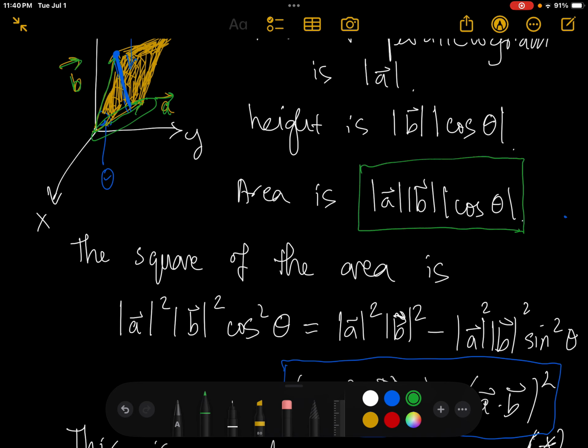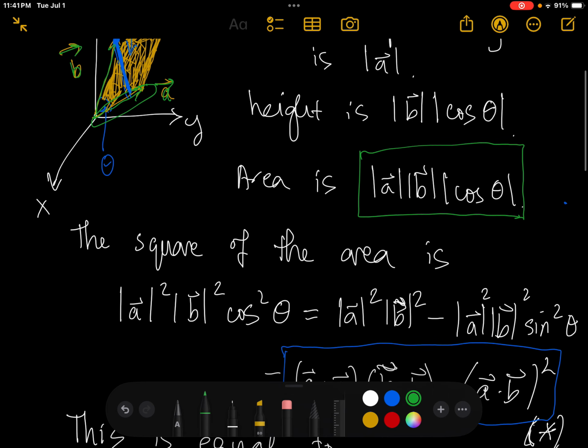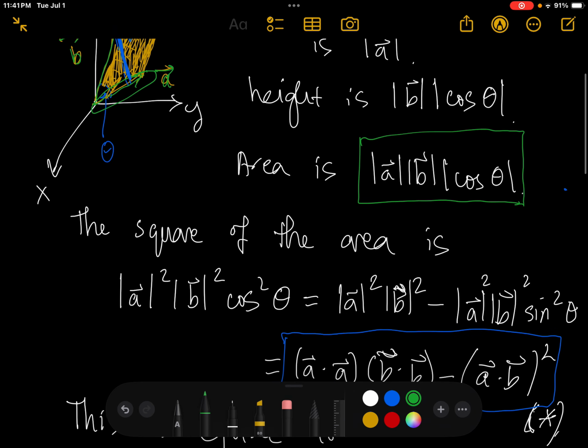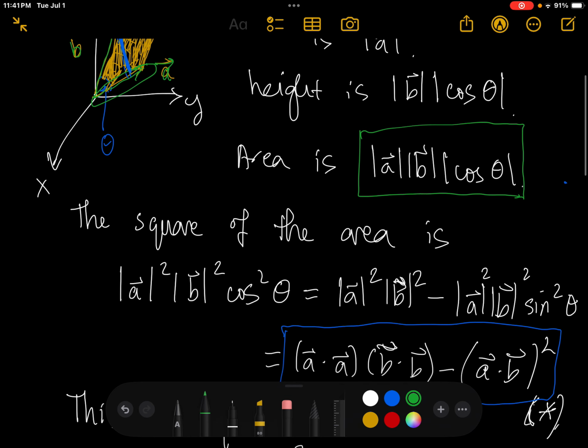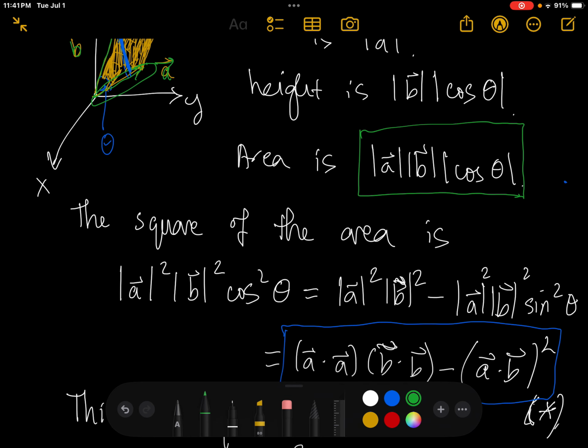So I just want to emphasize that we have these vertical bars, but the vertical bars have a different meaning. So here we have the magnitude of A times the magnitude of B, right? That's the length of A times the length of B. And then it's being multiplied by the absolute value of cosine of theta. Well, we can actually find different ways of rewriting this quantity in terms of the dot product and the cross product.